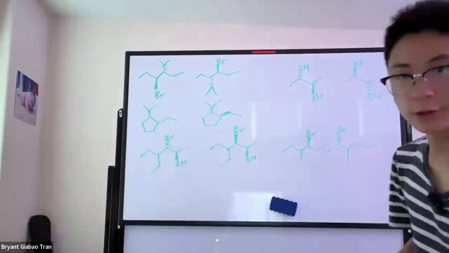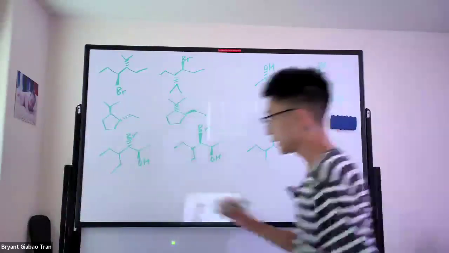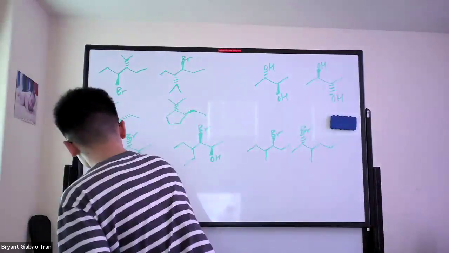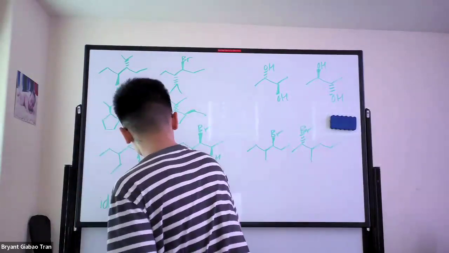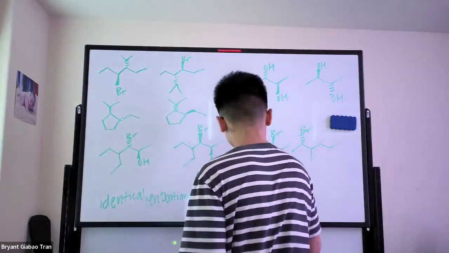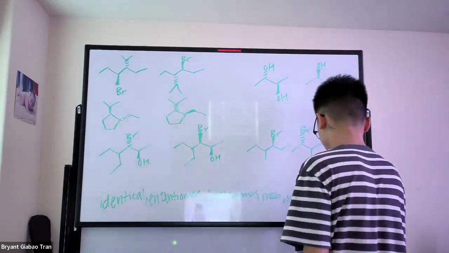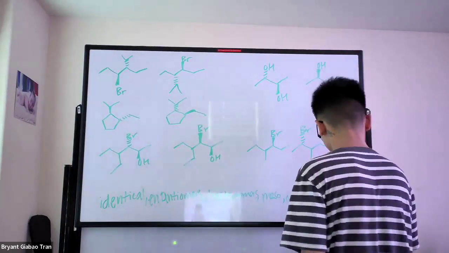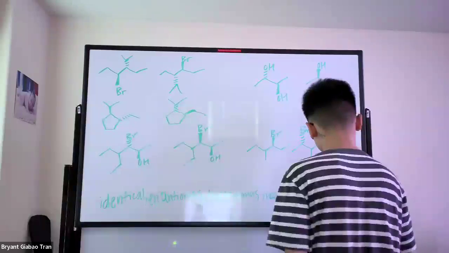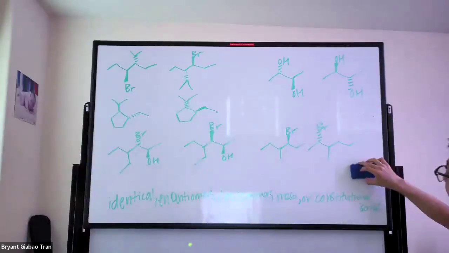Okay. For each of these 5 pairs here, identify if the pairs are either identical, enantiomers, diastereomers, meso, or constitutional isomers. And then let me know when you finish these 5 problems here.